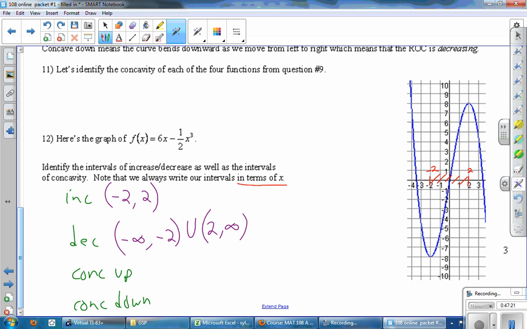Okay, next thing is to think about concave up and concave down. So see if you can pause the video and write down the intervals there and come back when you're done. Okay, let's see what we've got.